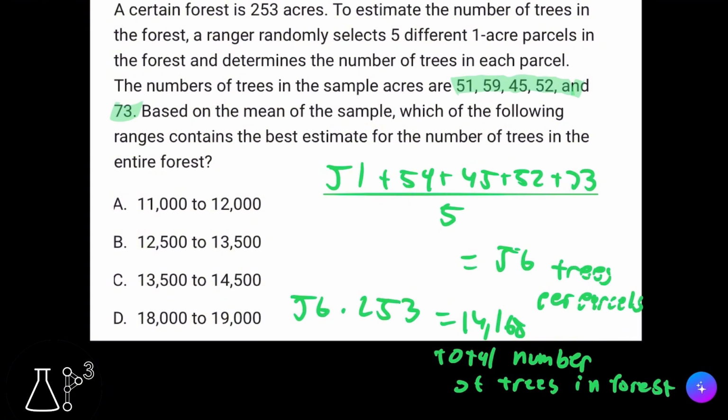And we're trying to look for the range that aligns with the total number of trees in the intervals. So let's look at A. A is too small, so it's going to be incorrect, so let me do this in red. B is too small, and D is too big. Therefore, my answer is going to be C.